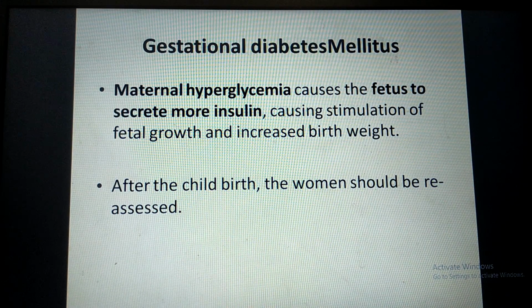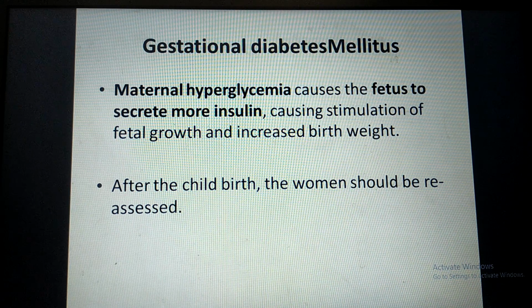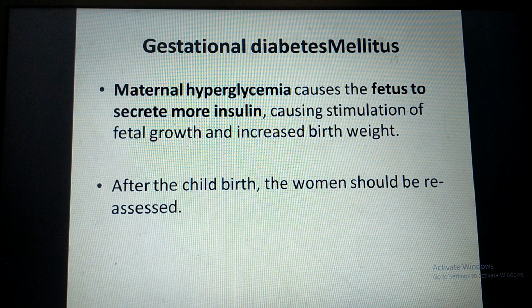In case of gestational diabetes mellitus, the mother will have high blood glucose level. This maternal hyperglycemia, this high blood glucose level, enters into the fetal circulation, and it stimulates the pancreas of the fetus to synthesize more and more insulin. So the fetal pancreas will synthesize more insulin, and all of us know that insulin is an anabolic hormone. Therefore the weight of the baby increases.